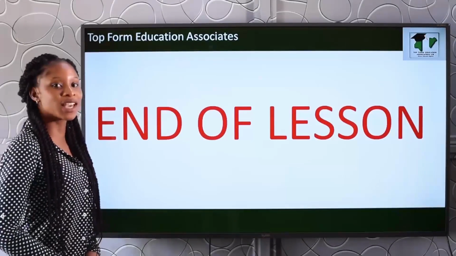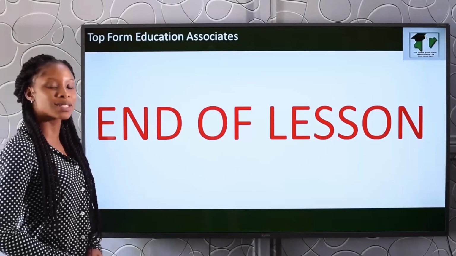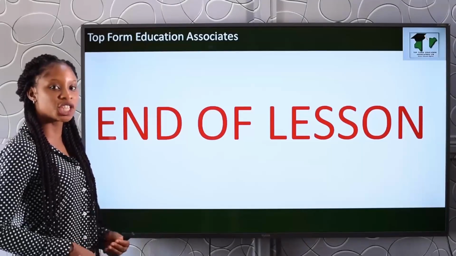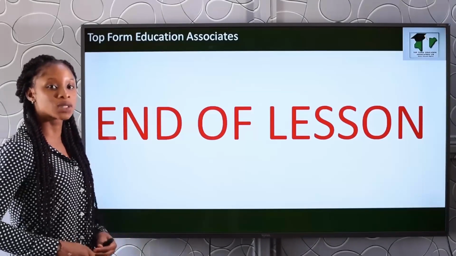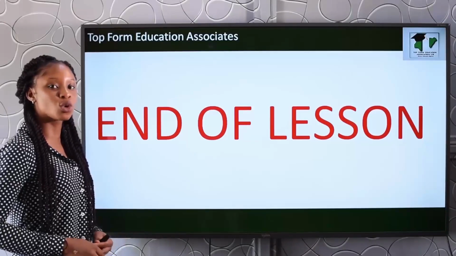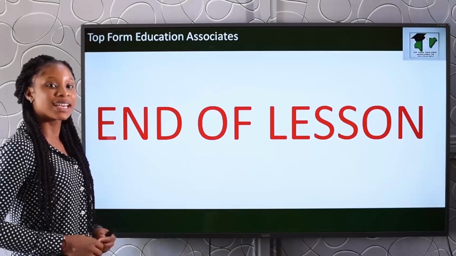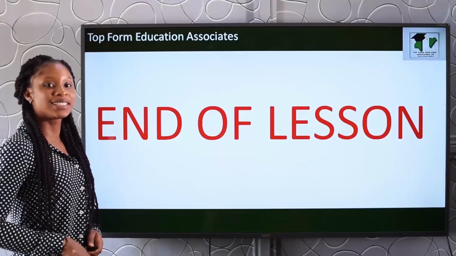Well then, we've come to the end of the lesson for today. Today we learned a lot about the circumference of shapes. We learned how to calculate the circumference of circles. And we said to calculate the circumference of a circle, we make use of 2 pi r when radius is given, and when diameter is given, we make use of pi d.